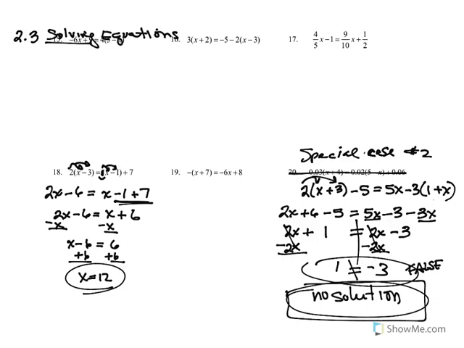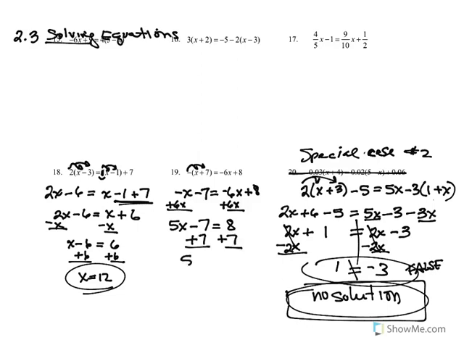All right, and the next one, we're distributing the negative 1, so negative x minus 7 equals negative 6x plus 8. Combine like terms, so plus 6x plus 6x. So 5x minus 7 equals 8, plus 7 on both sides. 5x equals 15, x equals 3. And that's it. Okay? So solving equations. Once you know the process, you can do any type of equation that you're given. And that's it.